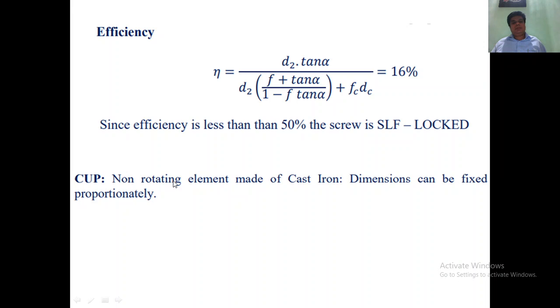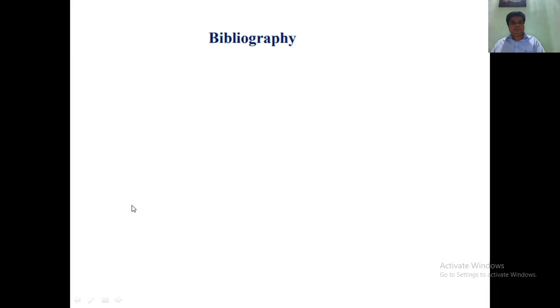And coming to the cup, the cup is again made of cast iron, and we can proportionately fix the dimensions of the cup here. So that's it for this session.